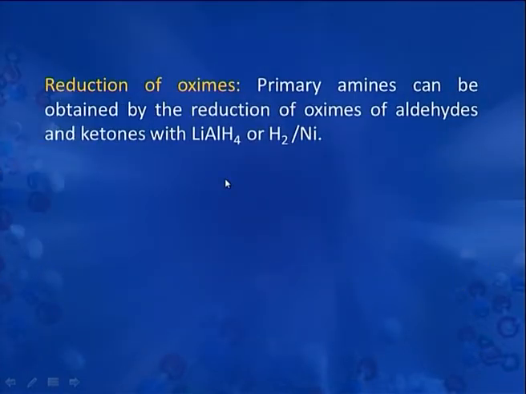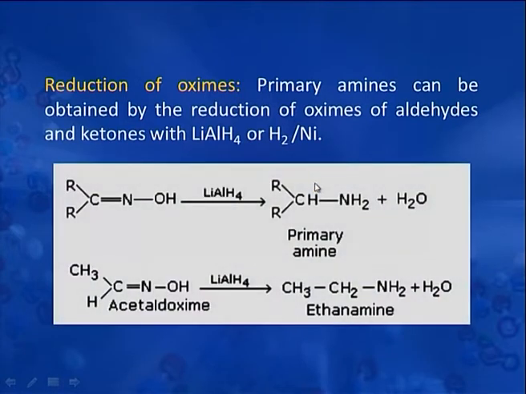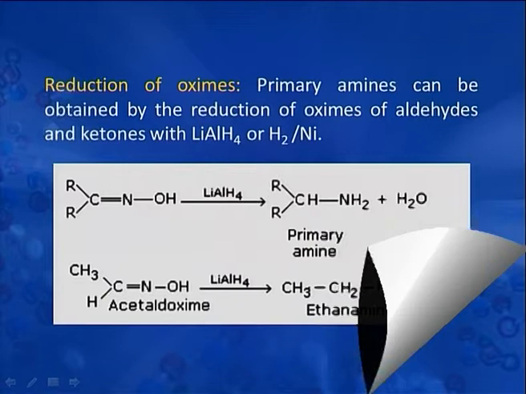Another method for the preparation of amines is by the reduction of oximes. Primary amines can be prepared by the reduction of oximes with lithium aluminium hydride or with hydrogen and nickel. Here this is the oxime of a ketone and this is the oxime of an aldehyde. So, oximes of both aldehyde and ketone can form primary amines.